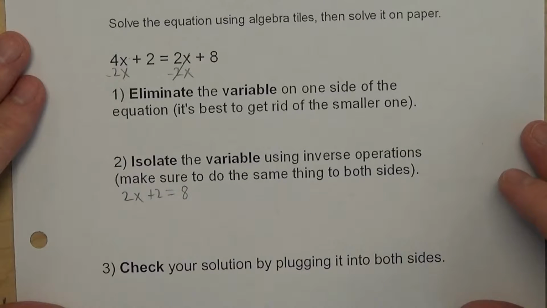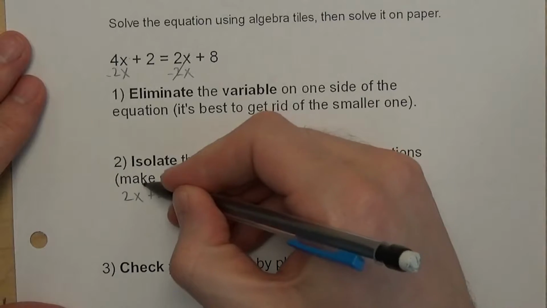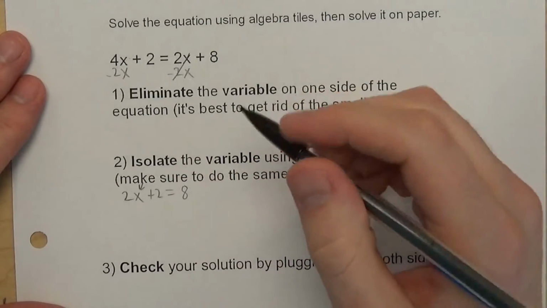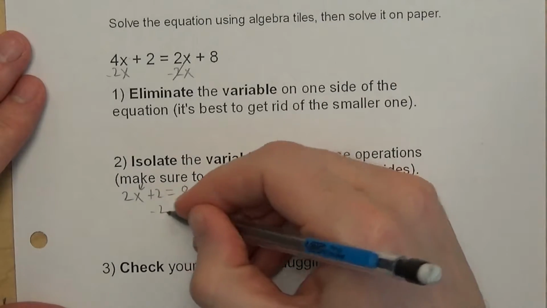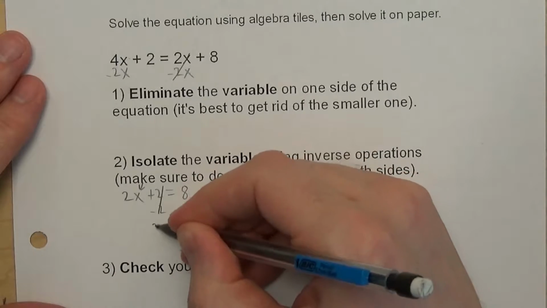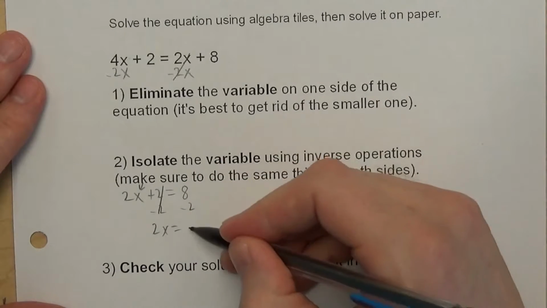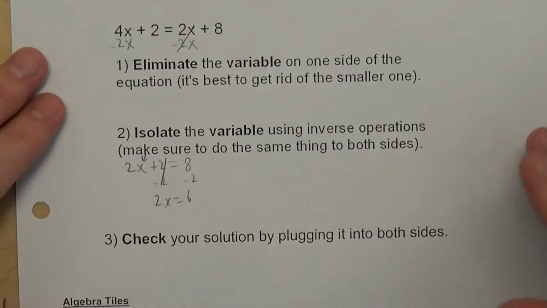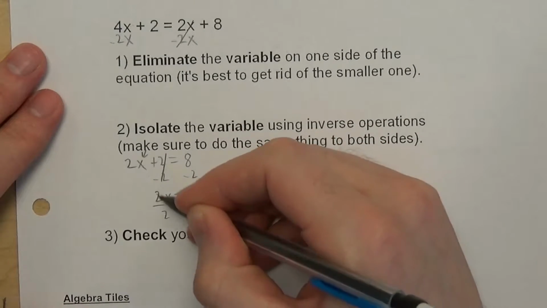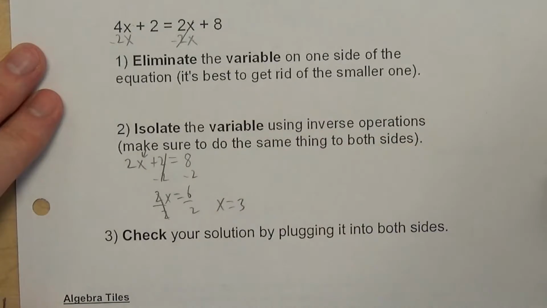Now this is basically just a two-step equation, so we're going to isolate the variable using inverse operations. You guys know how to solve these by now. First thing we'll get rid of is what we can get rid of with addition or subtraction. So we're going to subtract 2 on each side, giving us 2x equals 8 minus 2 is 6. And then you just divide by 2 on each side, and x equals 3.